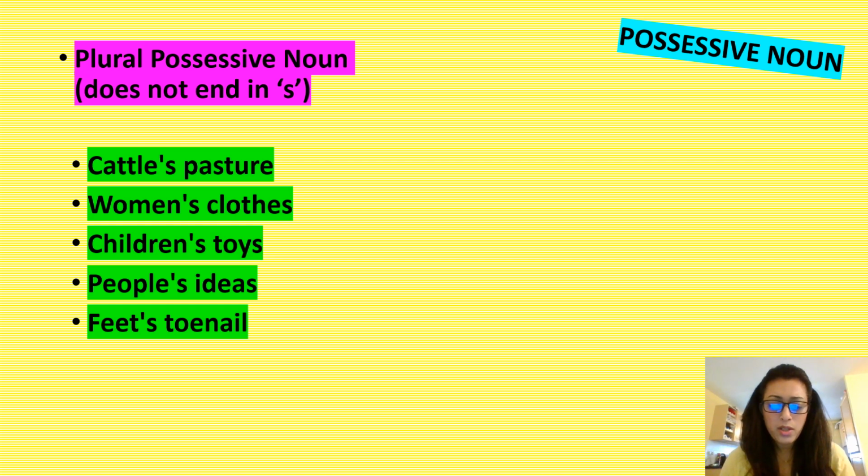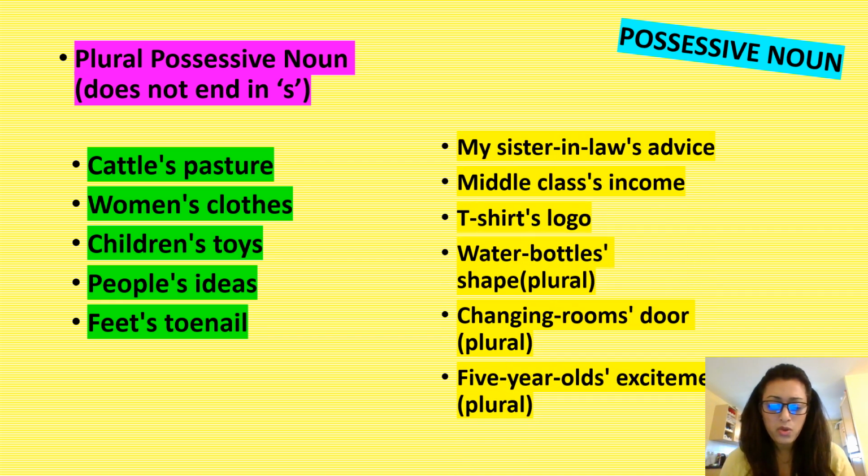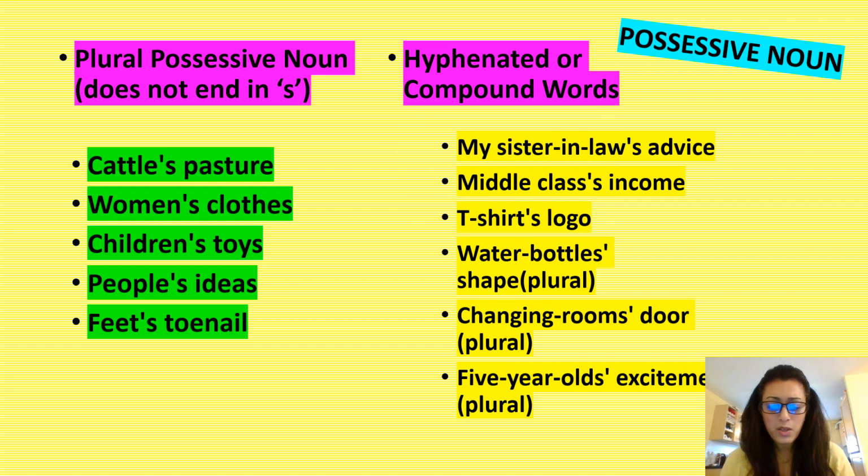Now, when a plural noun does not end with an s, add an apostrophe and an s to make it possessive, like cat's pasture, women's clothes, children's toys, people's ideas, feet's toenail, my sister-in-law's advice, middle class's income, t-shirt's logo, water bottle's shape, changing room's door, 5-year-old's excitement. And these were the hyphenated or compound words, so with the dashes.